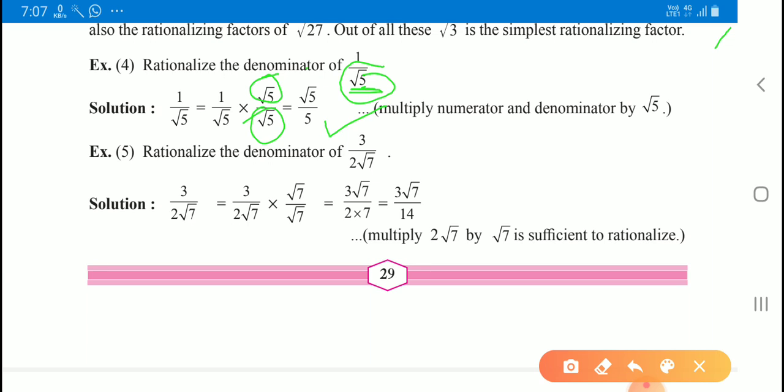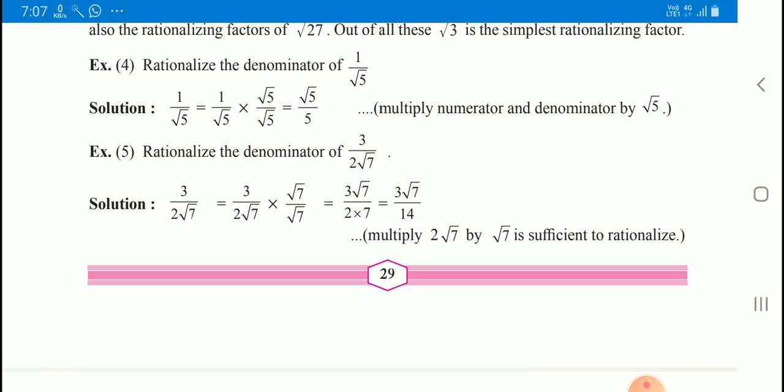Another example they have given, that is 3 upon 2 root 7. Now here which number is under the radical sign, or the square root sign? By that number only we have to rationalize. Here 2 is a rational number and root 7 is an irrational number. So we have to multiply and divide it by root 7 upon root 7. Now look here, if you multiply then 3 root 7, and 2 root 7 into root 7 means 7. So 3 root 7 upon 14. Okay, we will see another example.